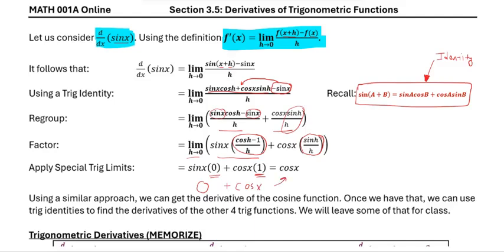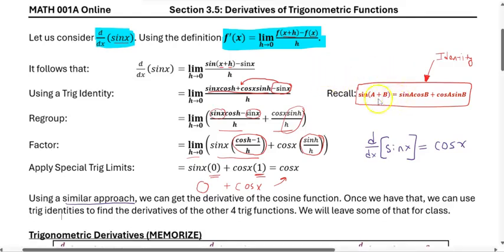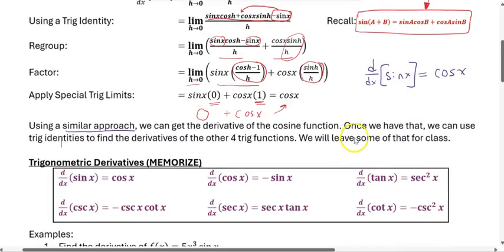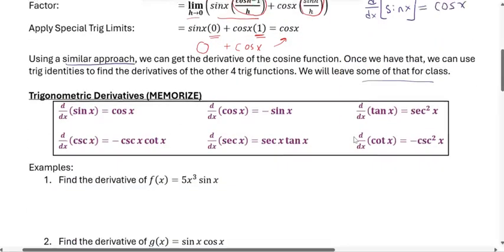So there's a lot to that proof. You can re-examine that, but what we learned in the end is that if we take the derivative of the sine function, here's our shortcut: the answer is cosine x. That's nice. Now you can use a similar approach for the other trigonometric functions: cosine, tangent, secant, cosecant, cotangent. You can get the derivative of each doing something similar to what we're doing here. Of course, they all play out a little bit differently as the identities change for each one, but we'll leave some of that for class.